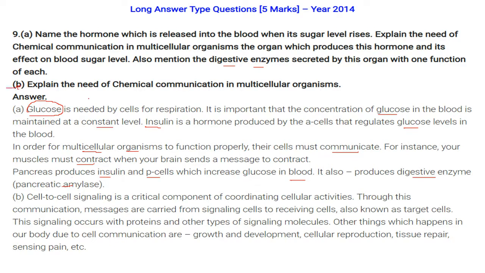Next, explain the need of chemical communication in multicellular organisms. Cell to cell signaling is a critical component of coordinating cellular activities. Through this communication, messages are sent and received from the signaling cells to the receiving cells, also known as the target cells. This signaling occurs with proteins and other types of signaling molecules. Other things that happen in our body due to cell communication are growth and development, cellular reproduction, tissue repair, and sensing pain. There are so many.